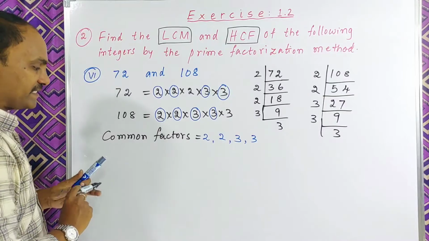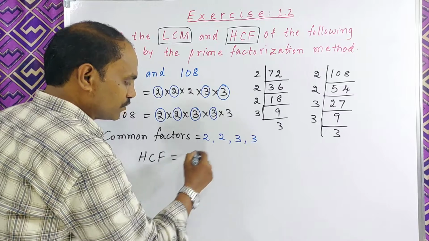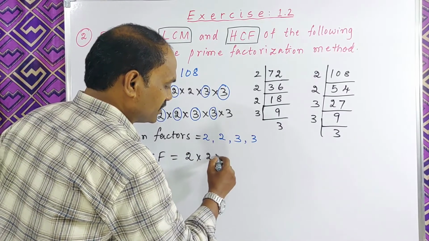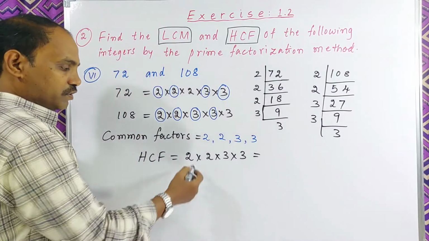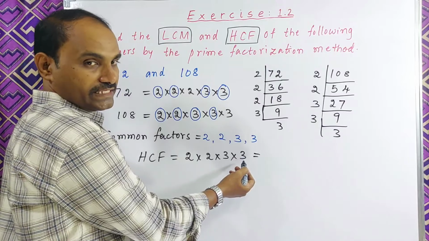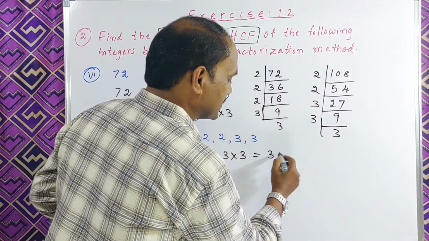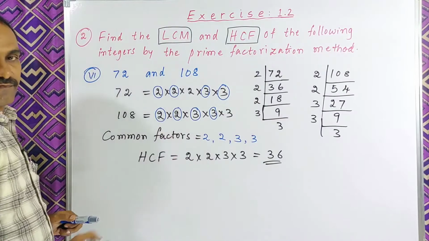That's why HCF is equal to the multiplication of these common factors only. 2 twos are 4, 4 threes are 12, 12 threes are 36. 36 is the HCF.